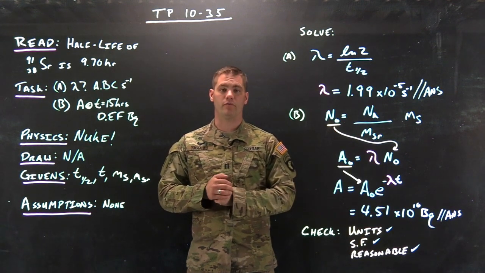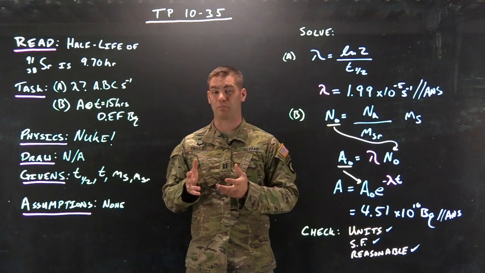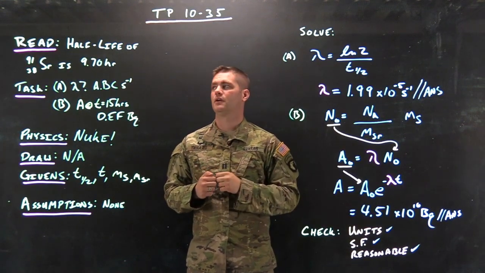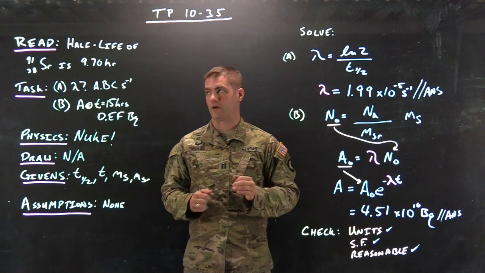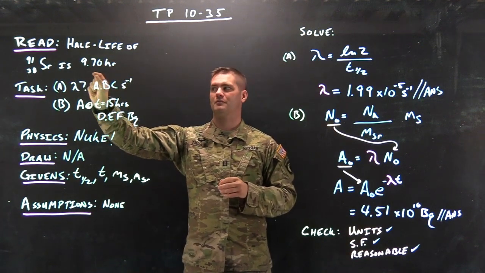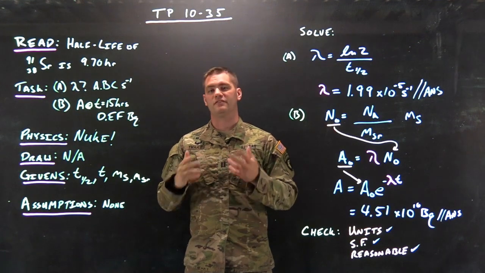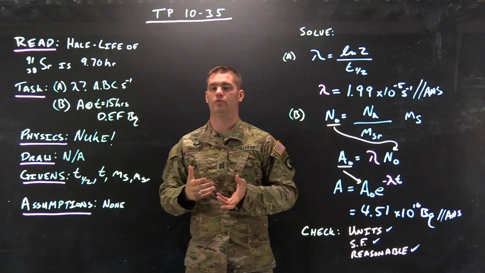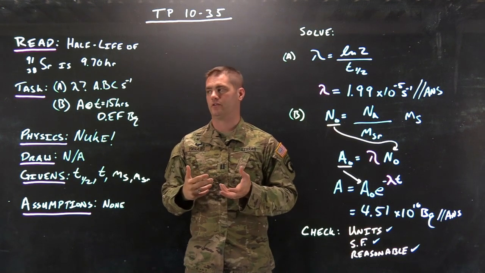So to start Block 5 off with, the first problem we're going to look at as an example problem for what we need to understand for this is TP10-35. So going through our problem solving process, we have the read step. We identify the half-life of strontium as 9.70 hours. This tells us that we're looking at nuclear energy and how we handle nuclear radiation in the termination calculations.